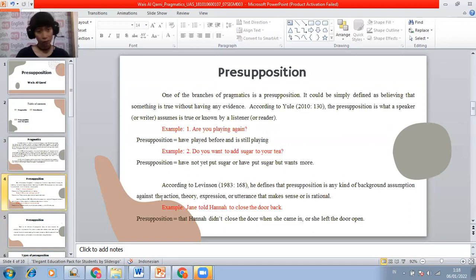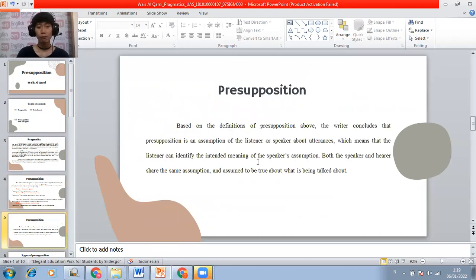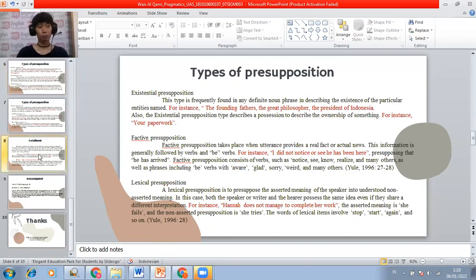Sounds complicated? No. Jane told Hannah to close the door back. So the listener here knows that Hannah didn't close the door, and the speaker and the hearer share the same assumption that Hannah didn't close the door, and this is assumed to be true of what is being talked about. Maybe it's like beating around the bush. Let's try another one.